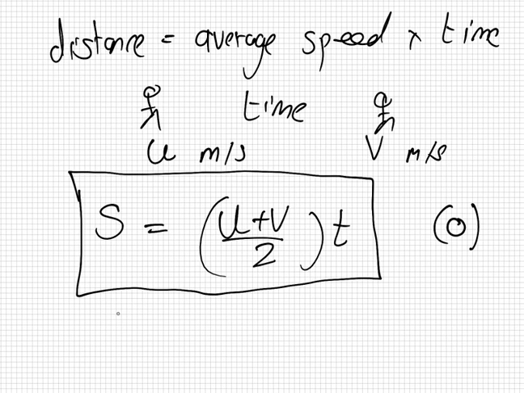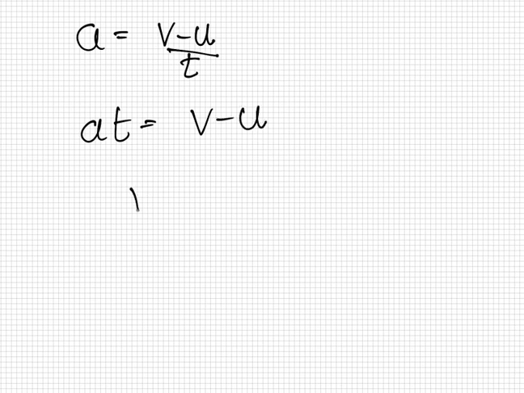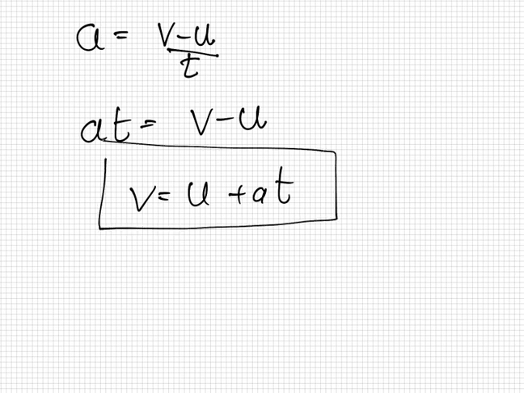But now, how to prove it? Well, what I'm going to do is go back to the definition for A. What did I say A is? It's the change in the speed divided by the time. That means AT equals V minus U. So then V equals U plus AT. This is the next formula. If you know the speed at the start, and if you know the acceleration, and if you know the time, then you can work out the speed at the end.